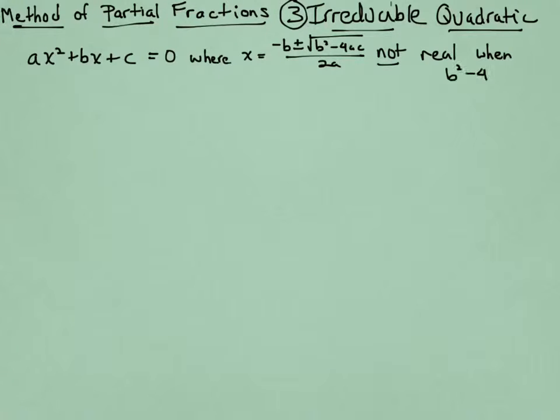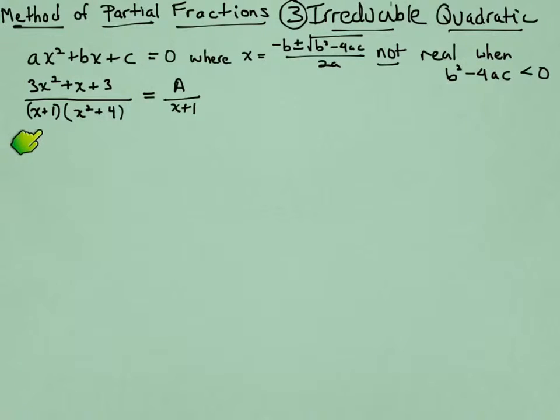So this will not have real roots when b squared minus 4ac is less than 0. And in that case, the expression will be irreducible, and it will contribute its own term to the partial fractions decomposition. But how that works is slightly different than what happens in the linear case. So for example, suppose I have this rational expression. In the denominator I have x plus 1, that's a linear factor. But I have x squared plus 4, which is a quadratic factor. If you tried to solve for the roots of that using the quadratic formula, you would get non-real solutions. This tells us that this factor is irreducible quadratic.